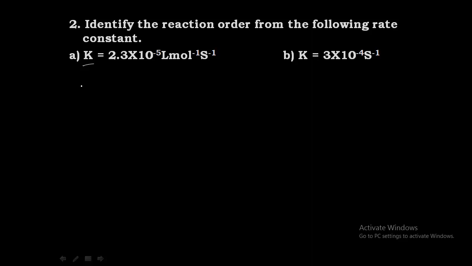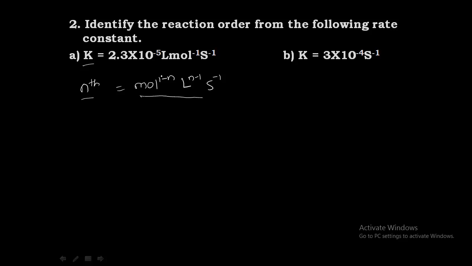Remember one thing, if a reaction is of nth order, then the unit of the rate constant for an nth order reaction is given as mole raised to 1 minus n, L raised to n minus 1 per second. This is the unit which is used to express the rate constant having the nth order.